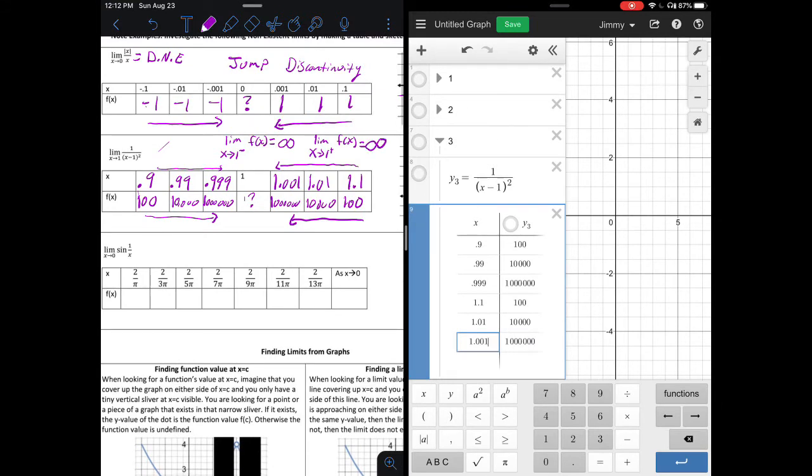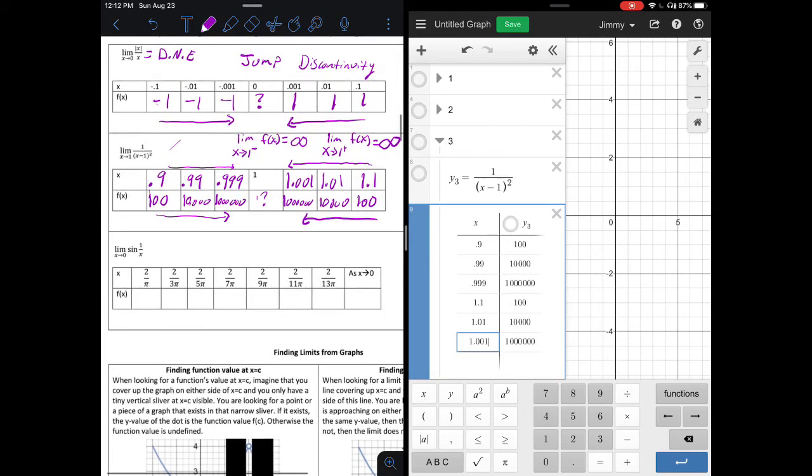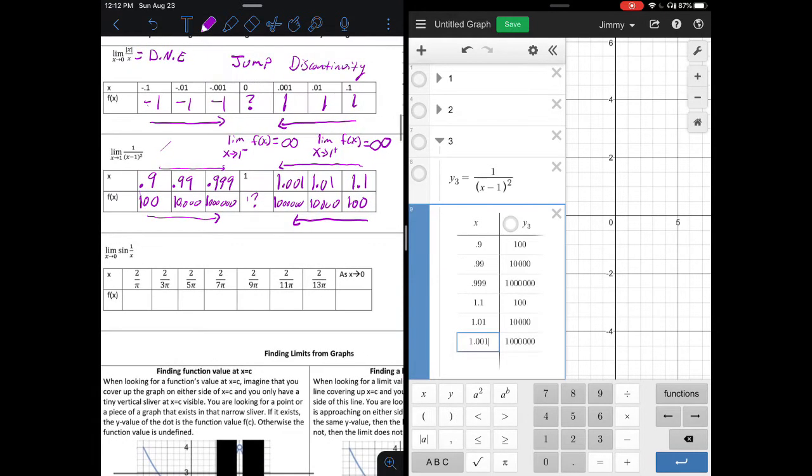So I'm going to say equals positive infinity. Now, we're going to learn a little bit more about this down the road, but this limit here does not exist because of unbounded behavior.